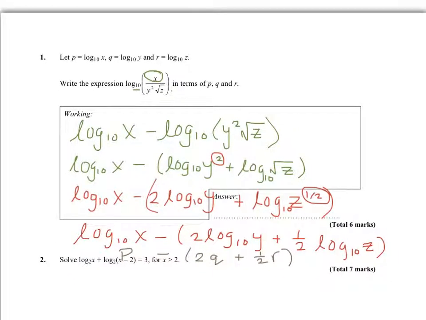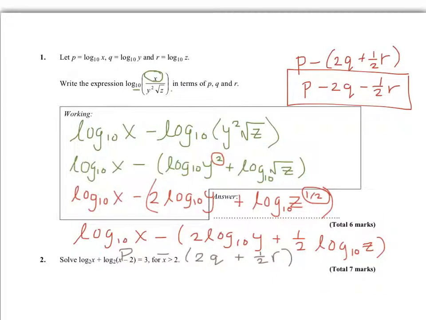So I can go ahead and say my final answer, I'll write it up here, is p minus 2q plus 1/2 r. And for the sake of simplifying it fully, we should really just distribute that negative. So p minus 2q minus 1/2 r. And there's my answer.